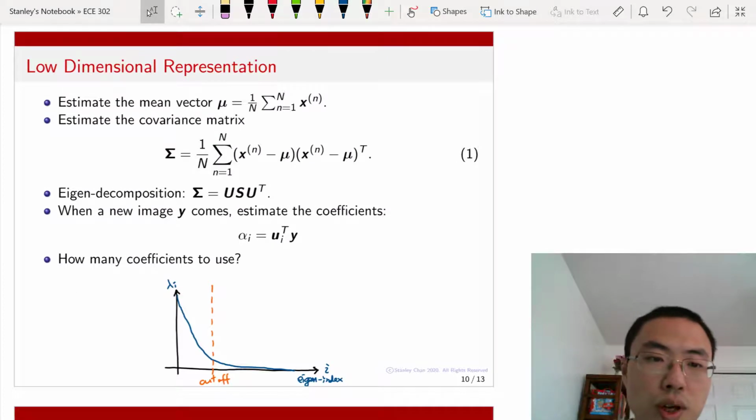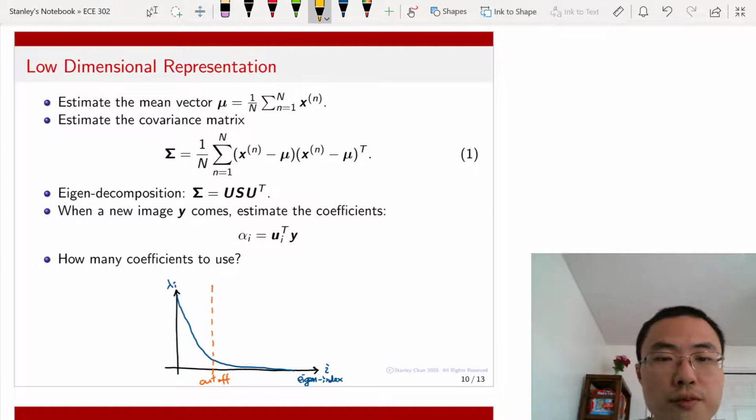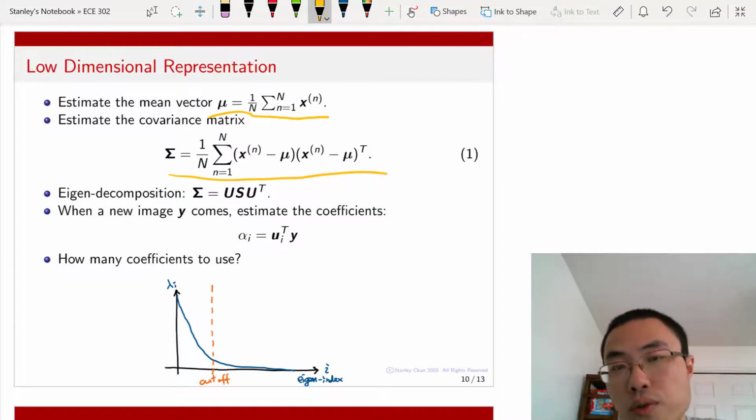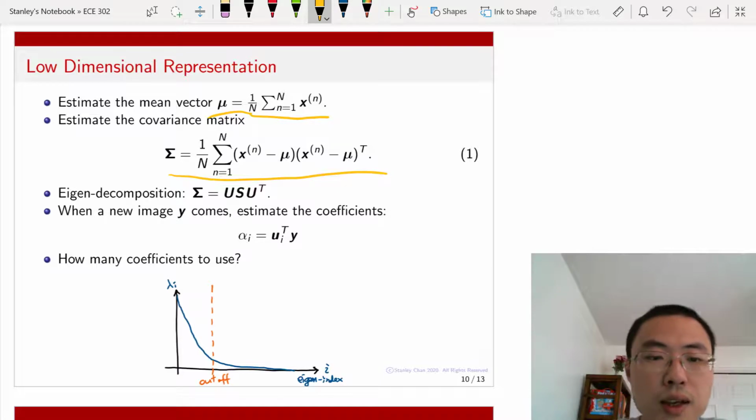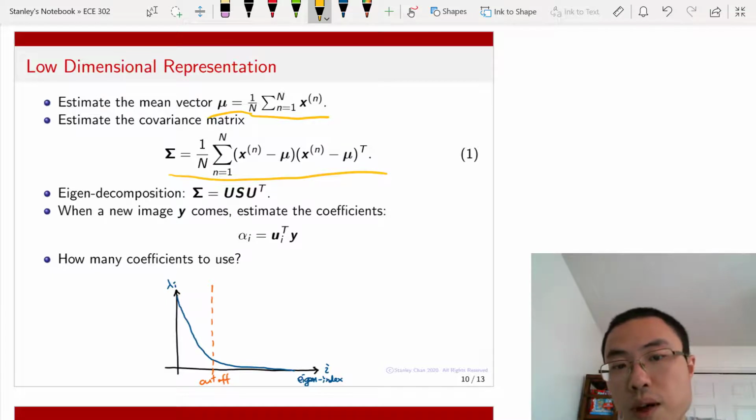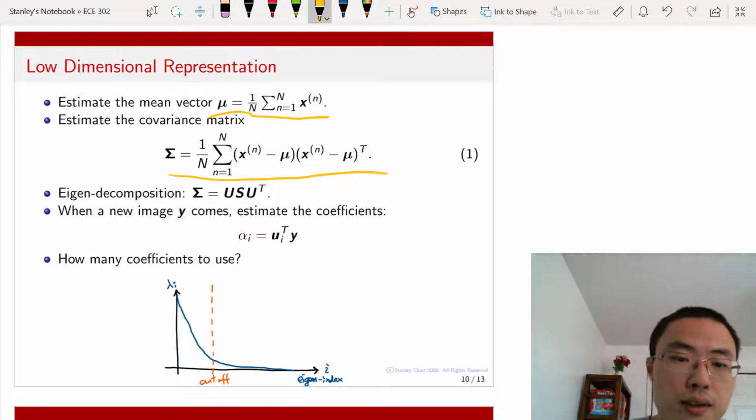So how do we do the low-dimensional representation of all these images? First of all, you compute the mean vector. That will give you this mu. And then we can compute the covariance matrix. This is the empirical covariance matrix that can also be computed from the data set. And then I apply the eigen decomposition, U S U transpose, to this sigma matrix. And then the next one would be the magic.